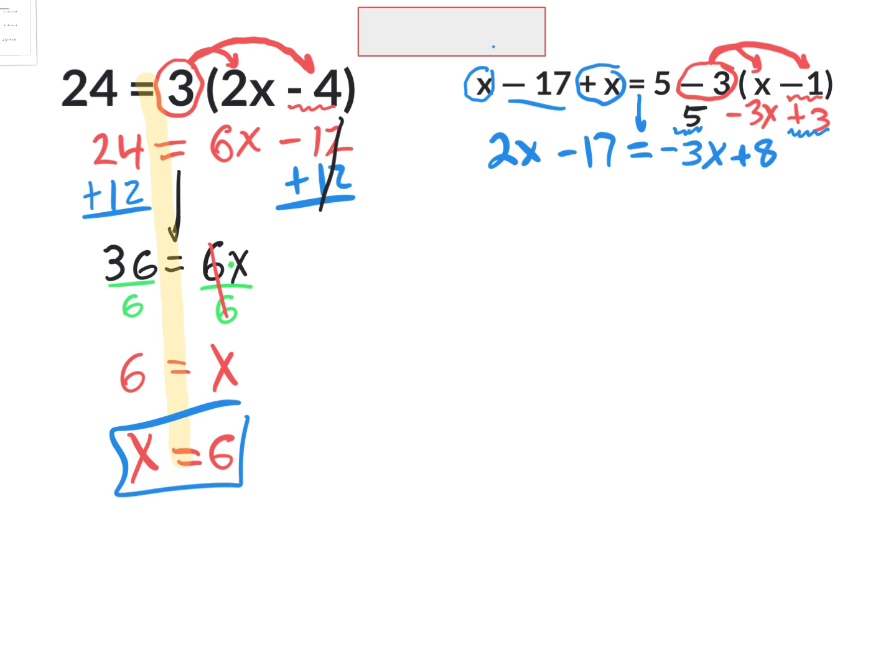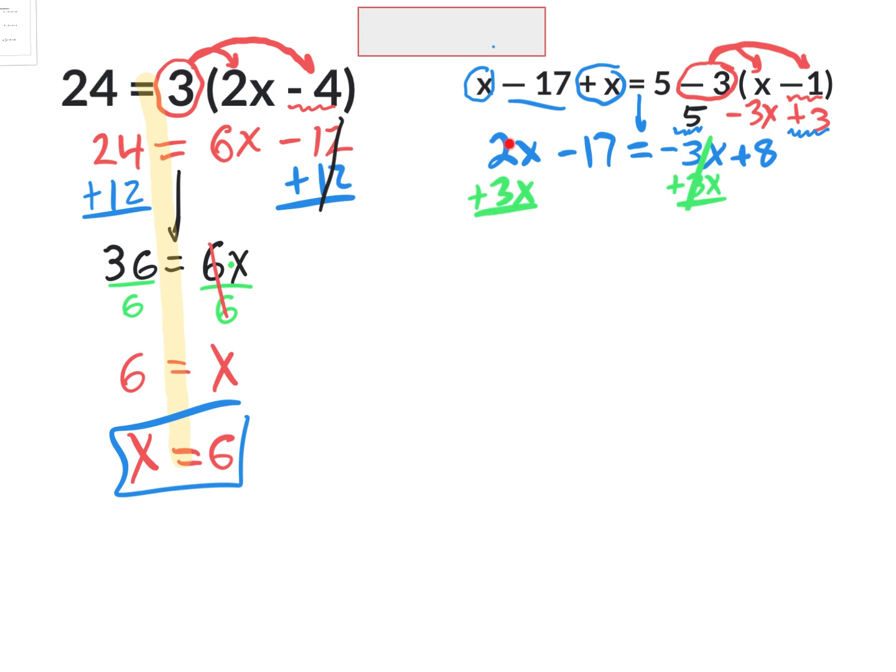Step 2, the goal, getting x by itself, isolating x on one side of the equal sign. So think about it. Where's the x at? Is it on the left side of the equal sign or the right side of the equal sign? It's on both sides of the equal sign. So let's get rid of one of them, okay? I'm going to choose to get rid of the minus 3x by doing plus 3x. That'll get rid of it. What I do to one side, I do to the other side, plus 3x over here.